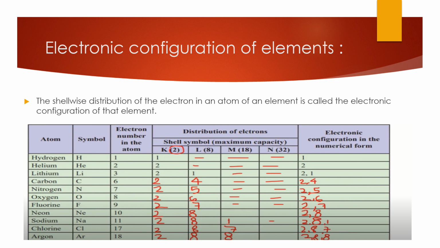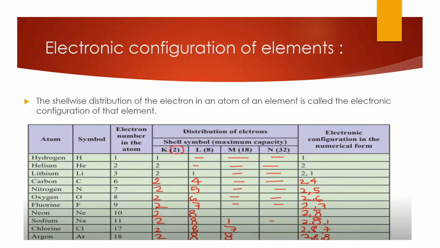Then if we jump directly to sodium, sodium's electron number is 11. Out of this 11, 2 electrons will be in the K shell. Then the maximum is 8 electrons. How many remaining? 9 electrons are remaining. Out of that, 8 electrons will go in the L shell. So inside the L shell you will write 8, and in the M shell only 1 electron will be there. So what will be the electronic configuration? 2, comma 8, comma 1. In this way you have to write the electronic configuration.